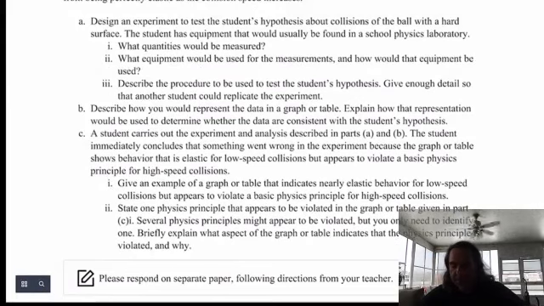The student has equipment that would usually be found in a physics laboratory. What quantities would be measured, what equipment would be used for the measurements, and how would the equipment be used? Describe the procedure to test the hypothesis, and so on. There's only one way to do this lab. It seems like there's a lot, but if you think about it, what are your real options?